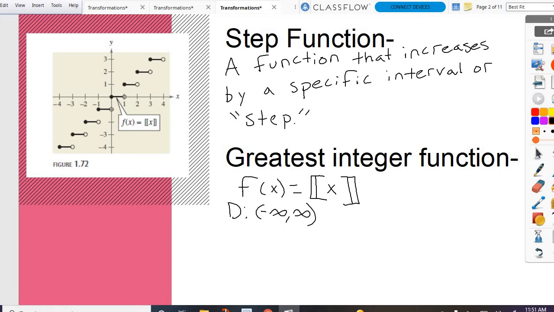Now what's our range for this function? Can it be any y value? No. What type of y values are we getting? Integers. So basically, there's not really a nice way to write this besides to say y such that y is an integer. So we can only get whole numbers, positive or negative, for our outputs or our y values.